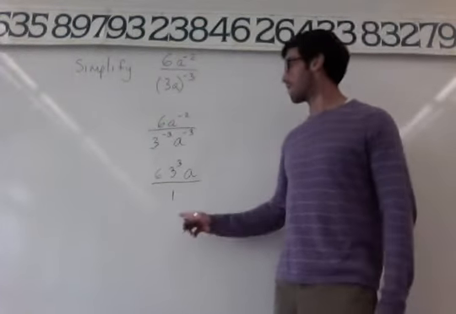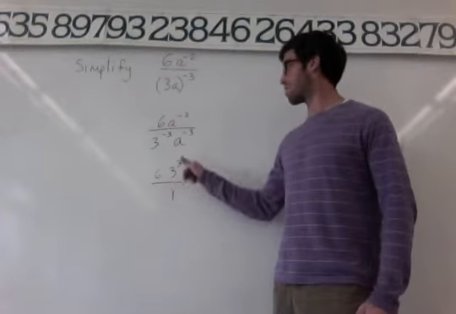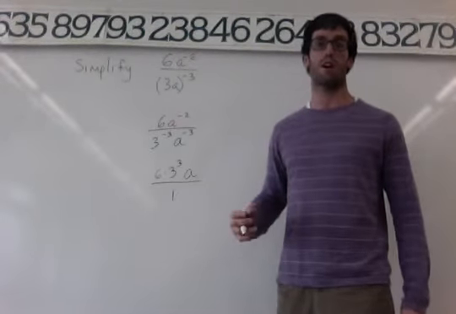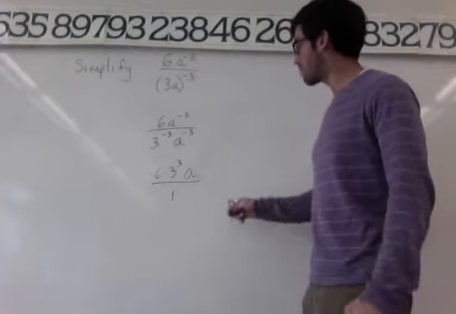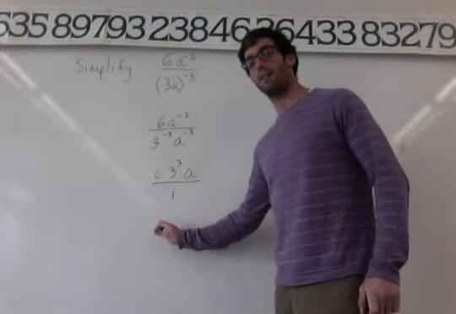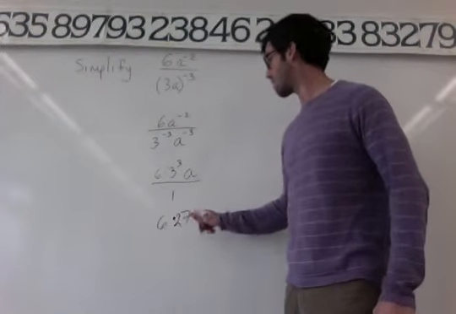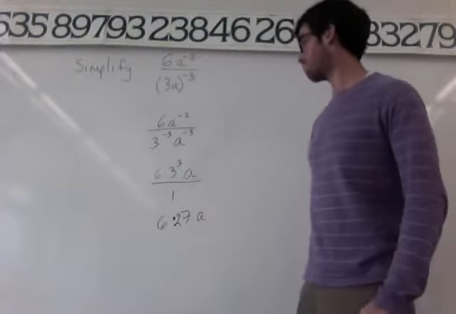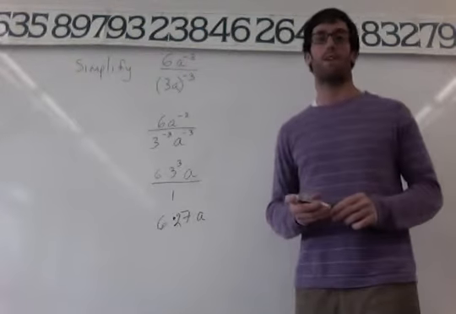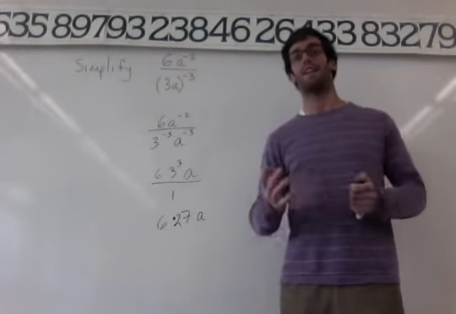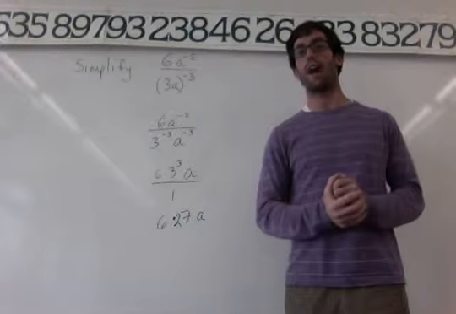So now we really just have to figure out what is 6 times 3 to the third. Well, 3 to the third, you should know, is 27. So we really have just 6 times 27, and then a. 6 times 27, well, not too easy to do in your head. That's the kind of problem where I'd allow you to use a calculator.